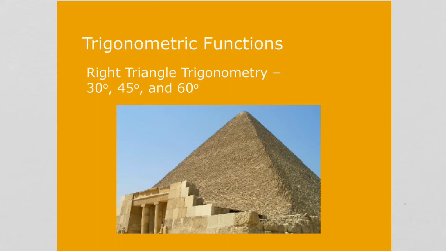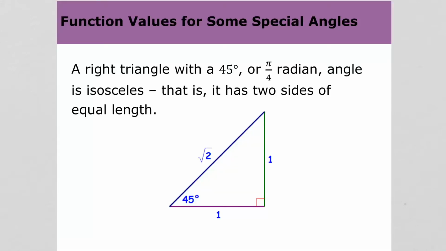This section is on some special angles and special right triangles. So when talking about special right triangles in reference to their angles, we talk about 45, 45, 90 triangles and 30, 60, 90 triangles.